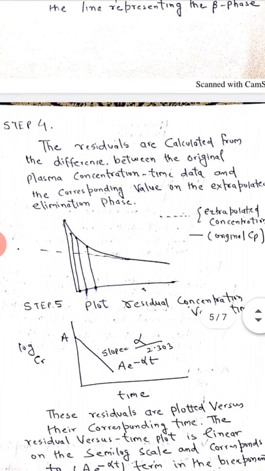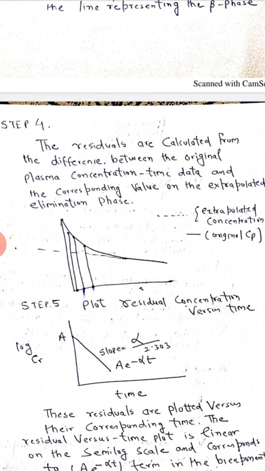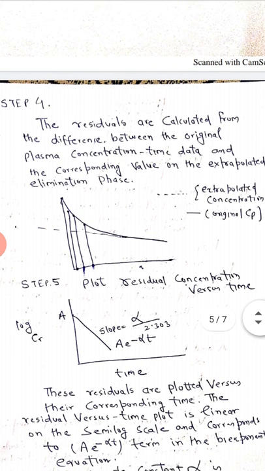Now, how to calculate alpha. For calculating alpha, that is the distribution constant, we need to use the method of residuals. Alpha cannot be calculated directly from the graph, but we have to use a mathematical technique known as the method of residuals. Residuals in pharmacokinetics means that we subtract one plasma concentration data from another plasma concentration data, and the outcome is the residual concentrations.